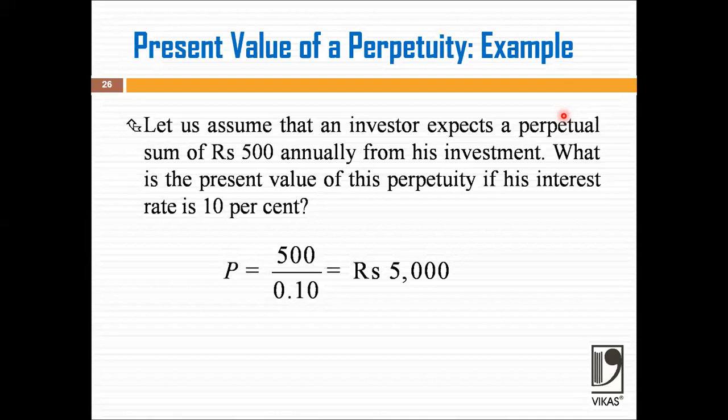As I told you earlier, calculating the present value of a perpetuity is very simple. Here, the value of the perpetuity is 500 divided by 0.1. Look carefully. Normally, to calculate PVIF, we put 1 plus R. But in the case of a perpetuity, we do not consider the 1 plus. We put only the R value, 0.1, 10%. So the present value of that perpetuity is 5,000.